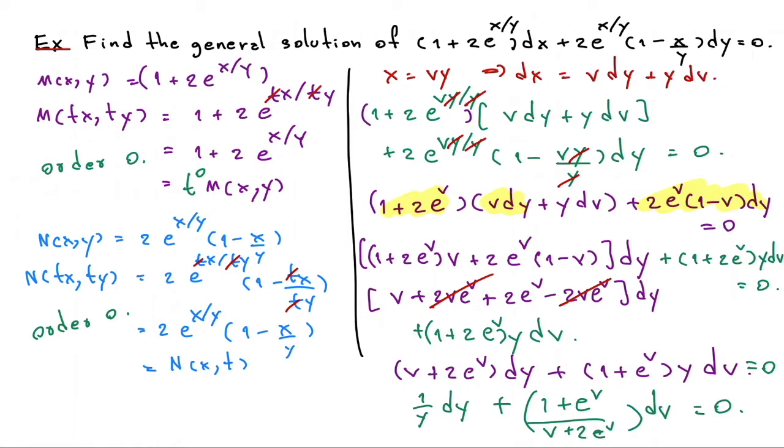Oops, sorry, I've got a 2 here, so it should be a 2 here as well. My bad. So in front of dy there are only y, and in front of dv there are only v. So we can solve this by just integrating throughout the equation.